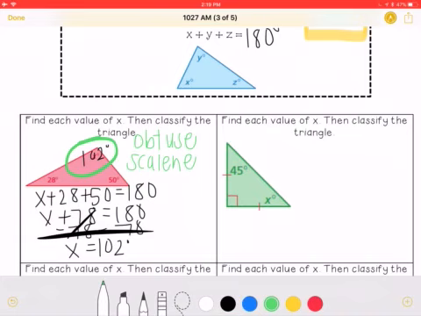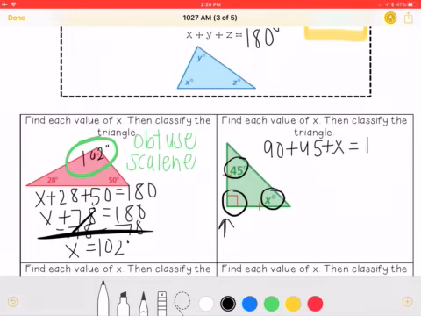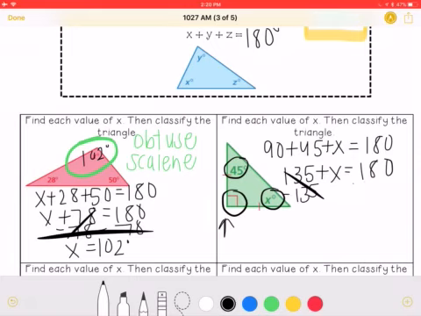Let's move on to this green triangle to the right. Again, find the value of X and then classify the triangle. So I have these 3 angle measures. Now think about, what does a right angle equal? I'm going to think 90 degrees, so I'm adding 90, 45, and X together, and they should all equal 180. I'm going to combine my like terms and then solve for X. When I do 180 minus 135, I'm getting X to equal a 45 degree angle.